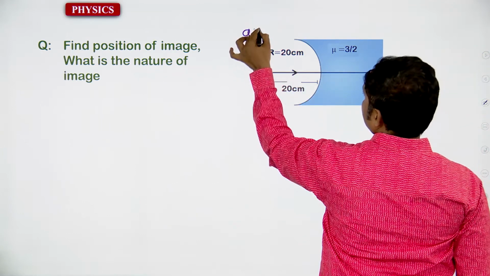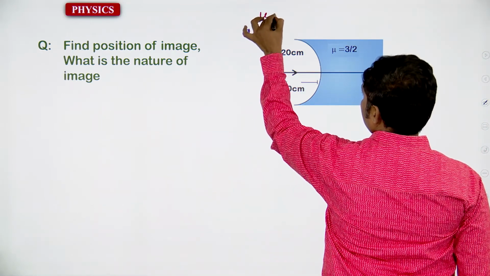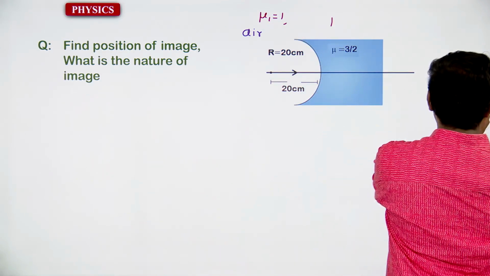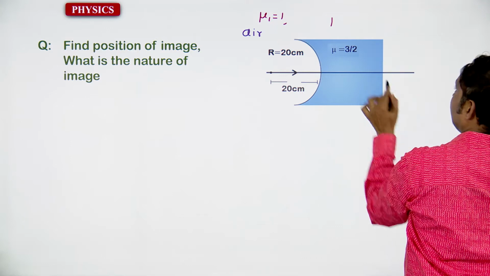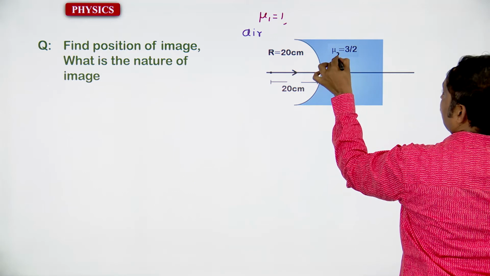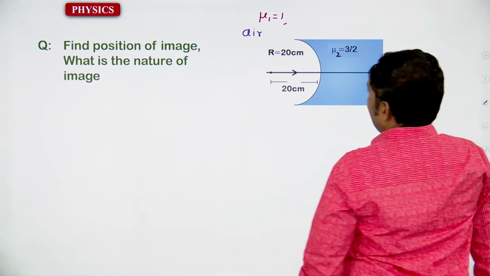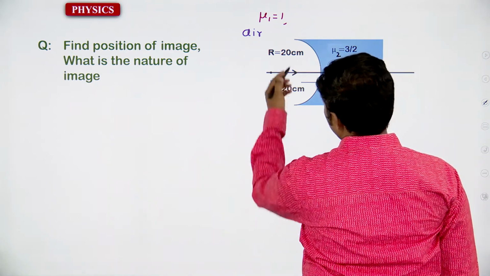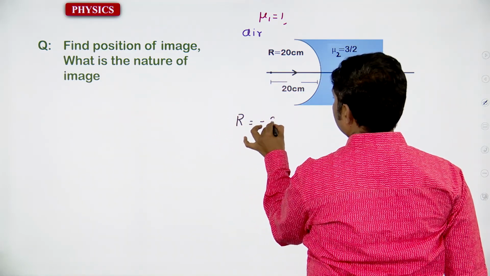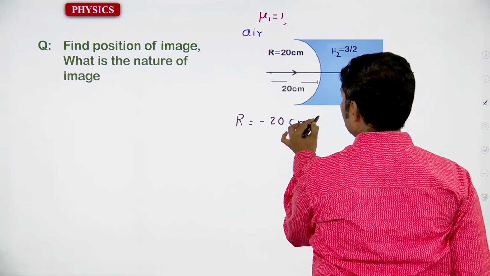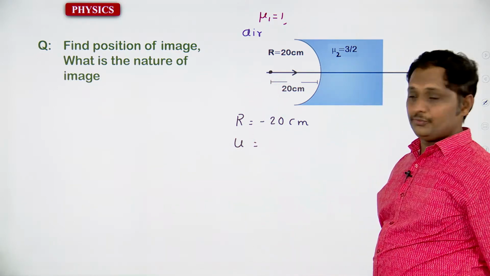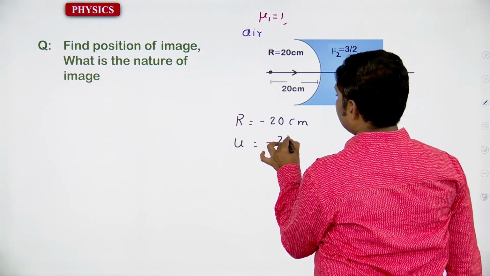Mu1 is equal to 1, and you have to take this one. It's very clear. This is going to be mu2. Radius of curvature, it's going to be that R value. R is equal to minus 20 centimeter, and U is equal to, this is going to be the point object. Let's assume U is equal to minus 20 centimeter.